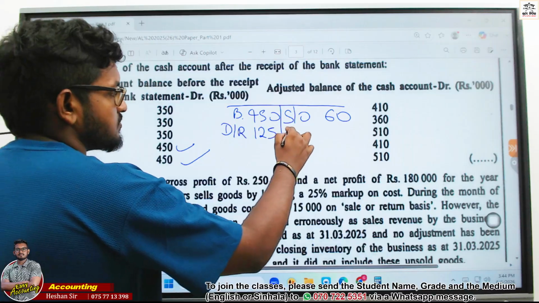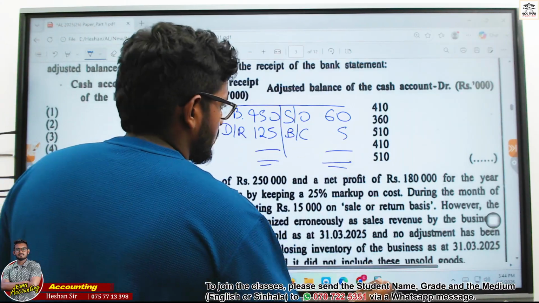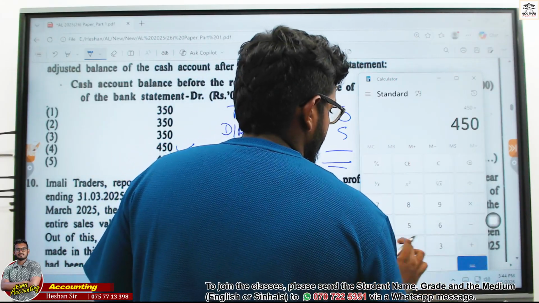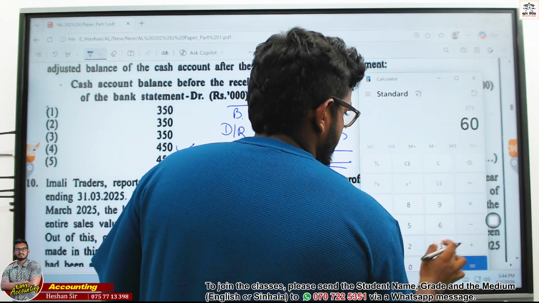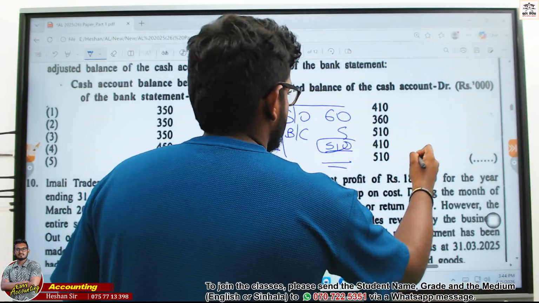Bank charges is 5. So the unpresented, unrealized comes to 450 plus 125 minus 60 minus 5, that is 510. The balance. Answer number 5.